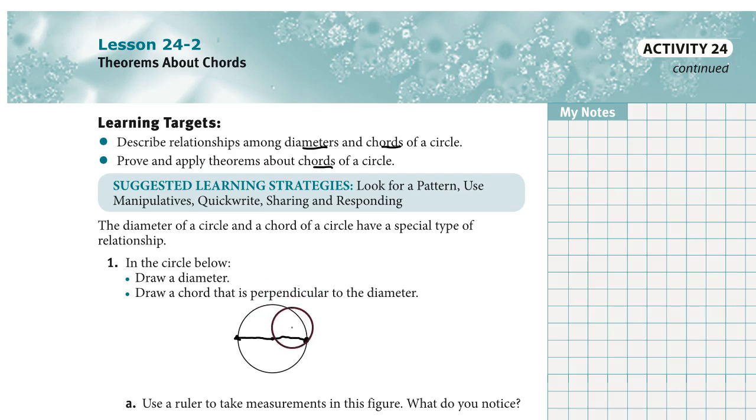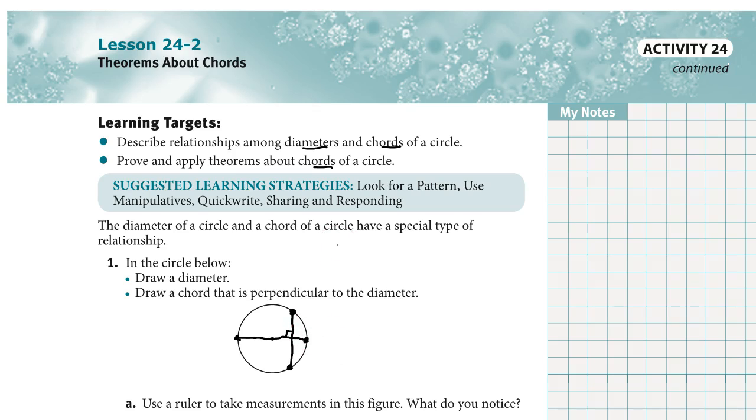Now let's draw a chord that's perpendicular to the diameter. So our chord has to cross the diameter at a 90-degree angle. It doesn't matter where we draw it. I'm going to choose to draw right down here like this. This chord touches the circle at this endpoint and this endpoint. Remember, we were told to draw this perpendicular, so there's a 90-degree angle where they intersect.